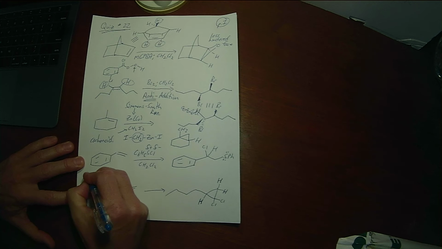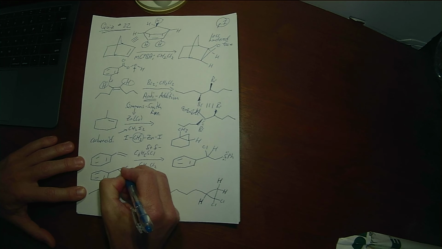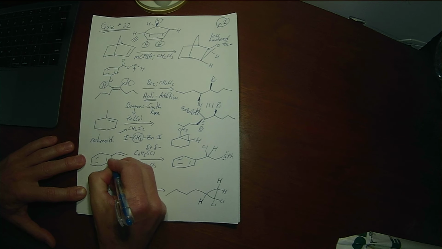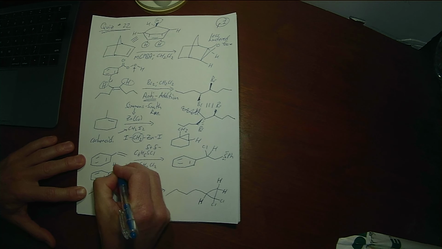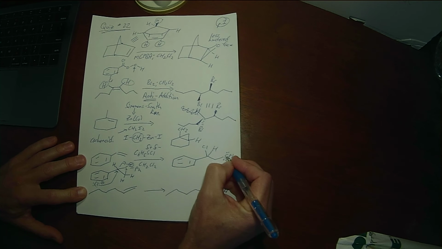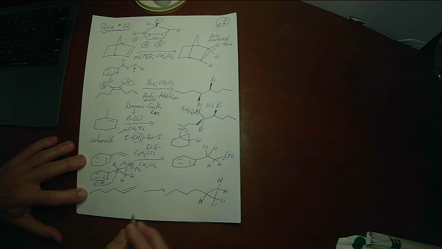That actually goes through an intermediate three-membered ring that has the sulfur looking like that, and then the chloride opens at the more substituted carbon where there's a larger partial positive. So we've added the electrophile to the less substituted and the nucleophile to the more substituted end.